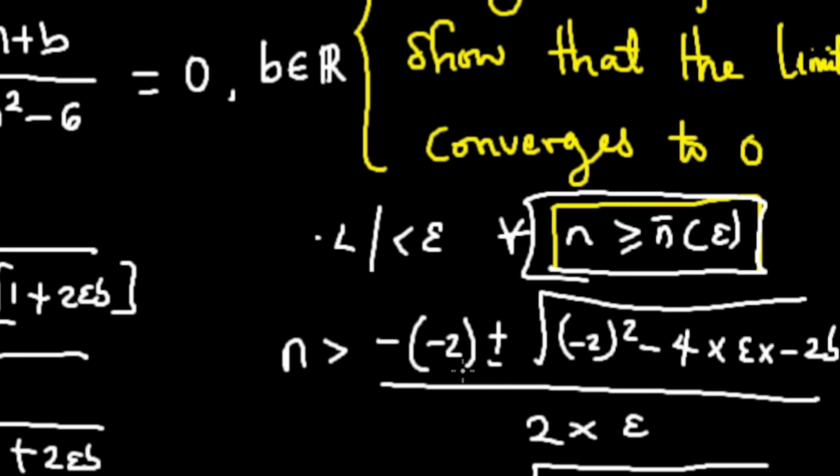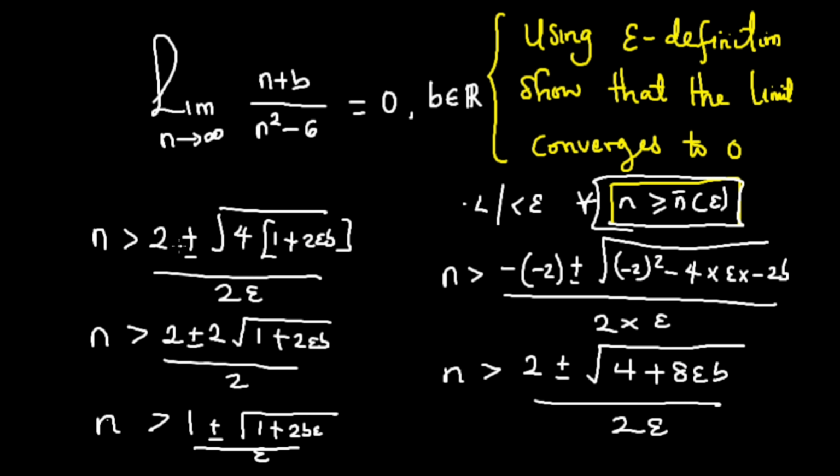Very easy. So this is to say that the limit as n tends to infinity of n plus b over n squared minus 6 actually converges to 0.